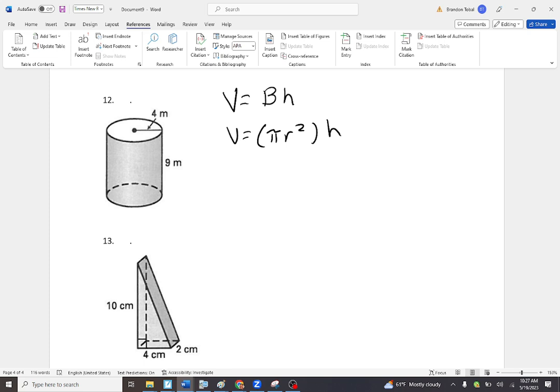No 1/3, because it's not a pyramid. A pyramid meets up at a point. A prism is just a straight stack. Think of Pringles versus an ice cream cone. All right. So over here, remember, we're looking for the radius, which is part of the circle. That's that 4 meters. That's the radius of this prism. So volume equals pi, 3.14, times the radius, which is 4 squared, times the height, 9.